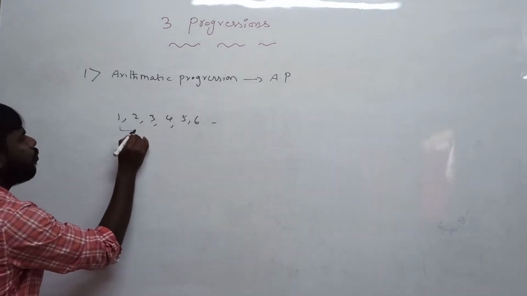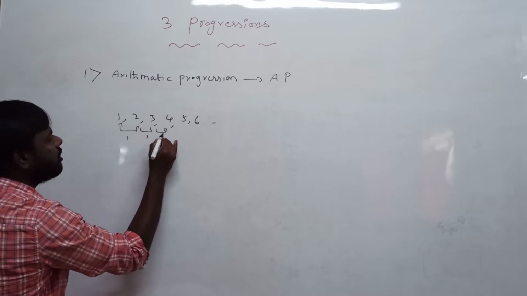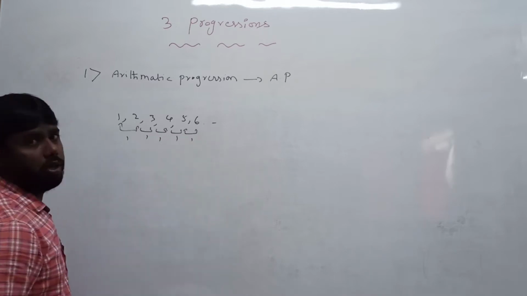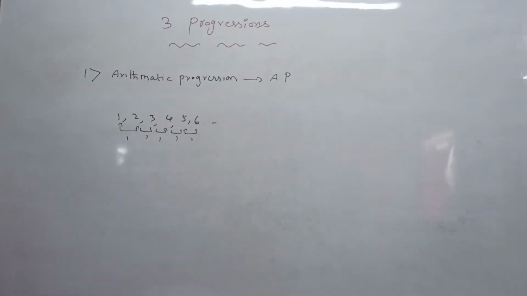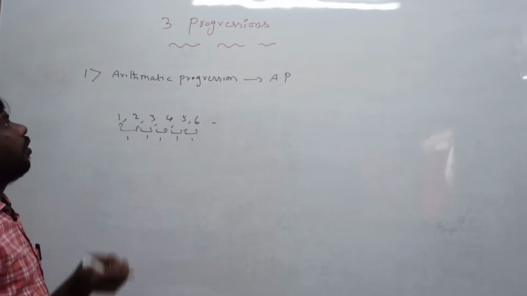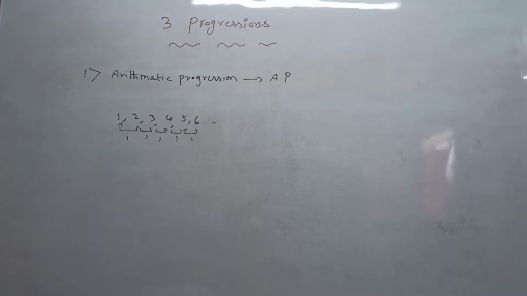In these examples, what is the difference value? It is 1. This one also has a difference of 1, this one also 1, and this one also 1. A sequence of numbers in which the difference between any two terms is the same is called an arithmetic progression, with a common difference.